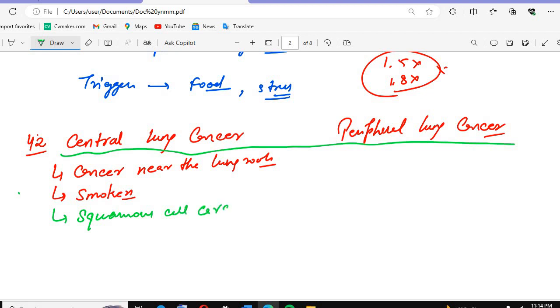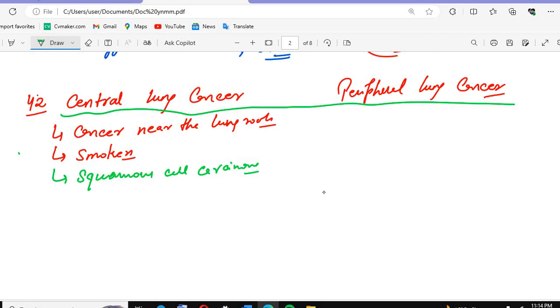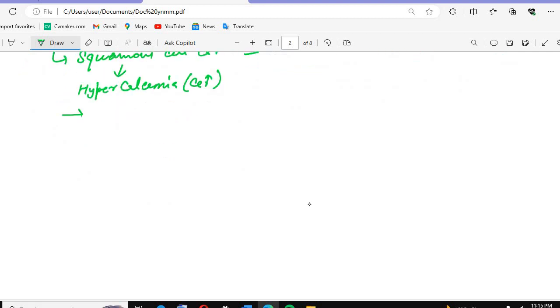Also remember, if we take squamous cell carcinoma, what other features will we see in this condition? Hypercalcemia will be there, meaning calcium will be increased. And there will also be small cell carcinoma, which is also known as oat cell carcinoma.